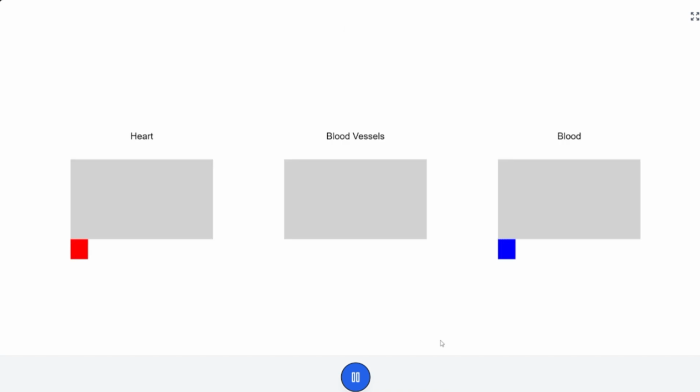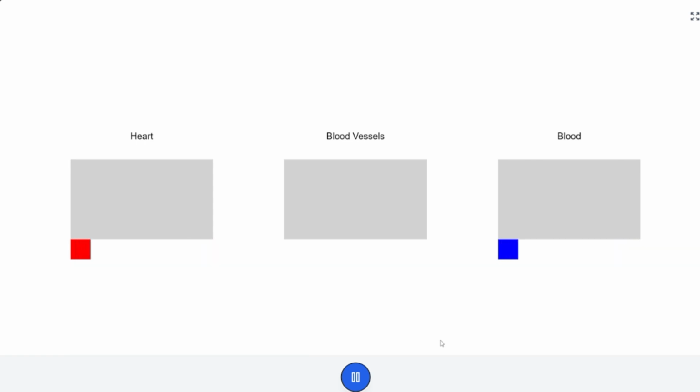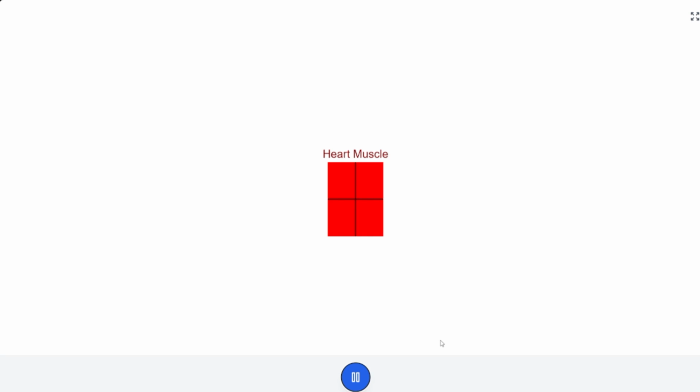Our circulatory system consists of three main elements: the heart, blood vessels, and blood. Interestingly, the left side of the heart always pumps oxygenated blood, while the right side receives deoxygenated blood. First, let's look at the heart. It's a muscular, blood-pumping organ made of involuntary cardiac muscle.